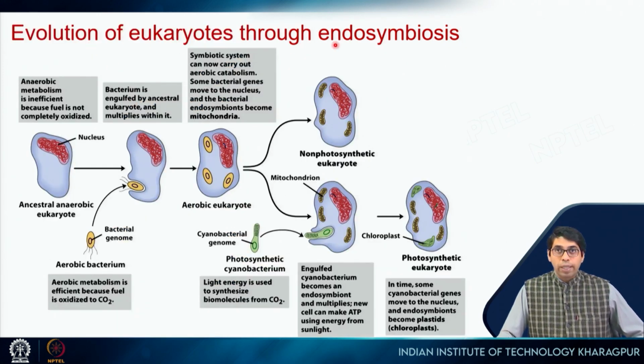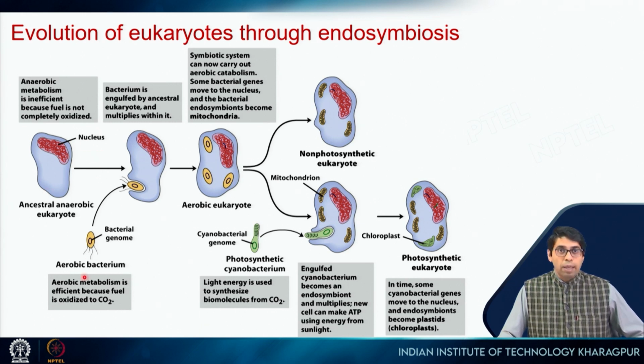Evolution of eukaryotes through endosymbiosis. So what is endosymbiosis? This is the ancestral or primitive anaerobic eukaryote. It is a larger cell than the bacterial cell, and it has a nucleus, so the DNA is segregated in this nucleus. It has anaerobic metabolism, but it is insufficient because fuel is not completely oxidized. We have already seen that when you do glycolysis, you produce pyruvate and only 2 molecules of ATP. But if you go through aerobic respiration, you can produce 32 molecules of ATP, so that's 16 times more ATP from one glucose. So this is the ancestral anaerobic eukaryote.